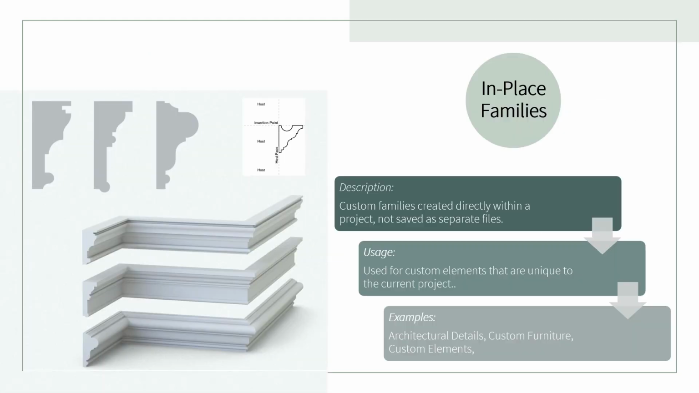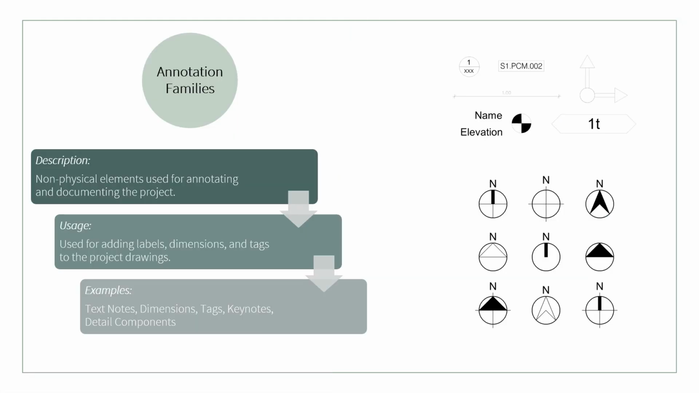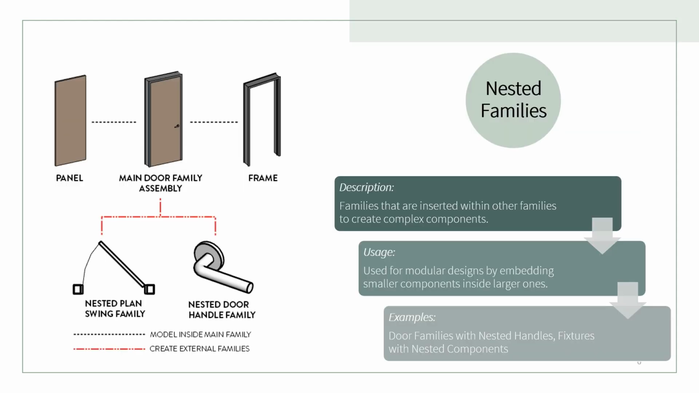Annotation families are non-physical elements used for adding documentation to the project. They don't affect the model itself, but they are crucial for labeling, dimensioning, and tagging components in your drawings. For example, text notes, dimensions, tags, and keynotes are all annotation families. These elements help provide clarity to the design by labeling components and giving additional context, ensuring everyone involved in the project understands the details and specifications.